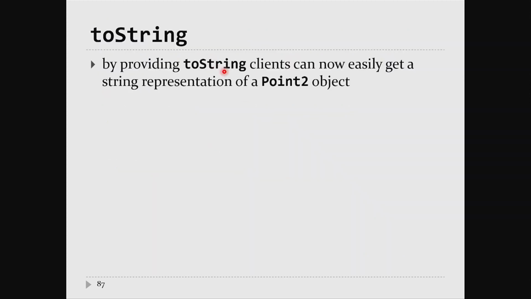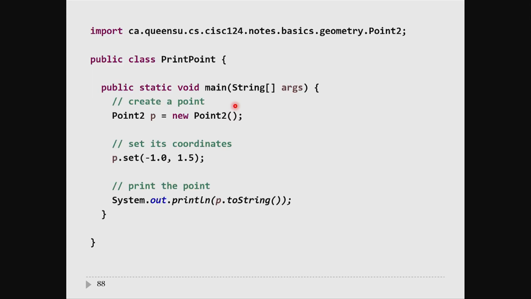Okay, now, why do you do this? Because you want users of your class to be able to easily print out strings. For example, if they're debugging, or for the debugger to print out a nice representation of your point. So I can make a point, set its coordinates, and then print the string using p.toString.